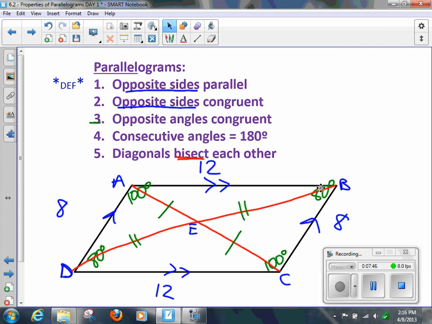What do you have to know about opposite sides in a parallelogram? They are congruent and parallel. What do you know about opposite angles? Congruent. What do you know about consecutive angles? They equal 180. What do you know about the diagonals? They bisect each other, right?